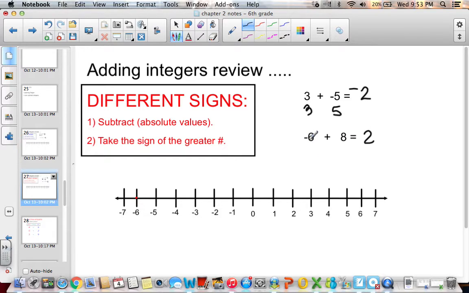Another way that I like to look at this is if I start at -6, it takes me 6 hops to get to 0: 1, 2, 3, 4, 5, 6. I know that -6 plus 6 is 0, and then I have to go 2 more to get to 8. So you can think of it that way too. Also, you could just imagine a number line in your head and do those hops in your head.